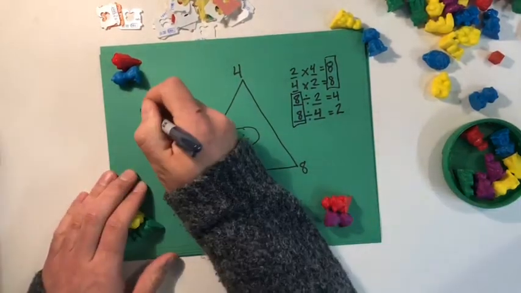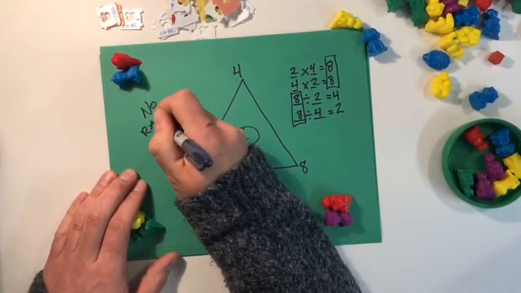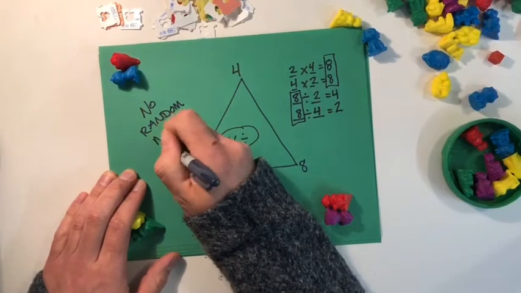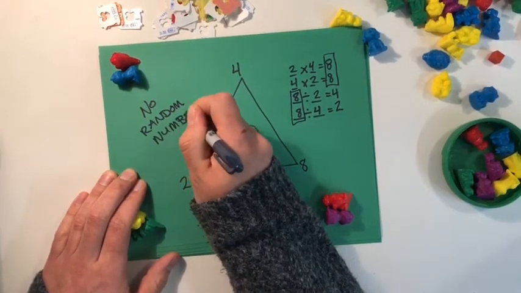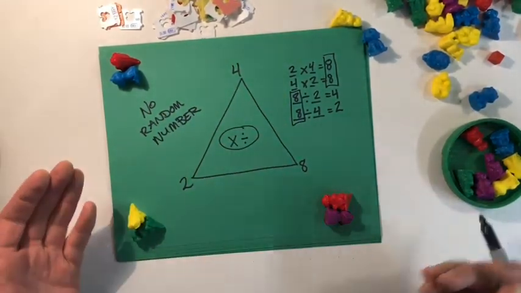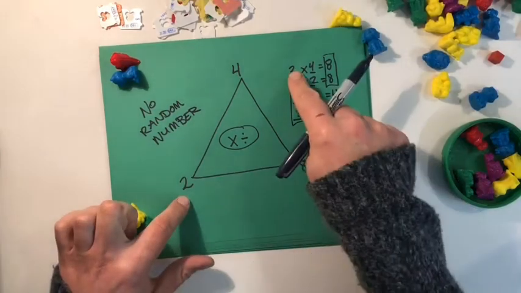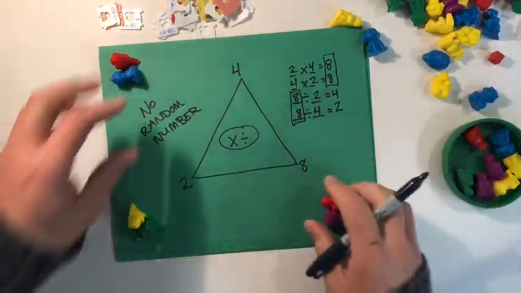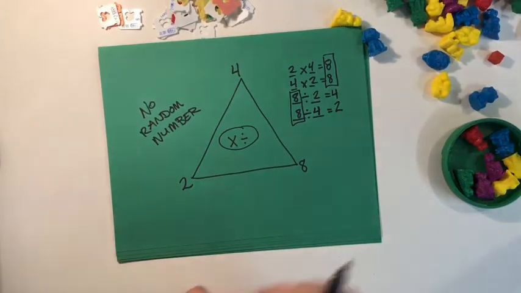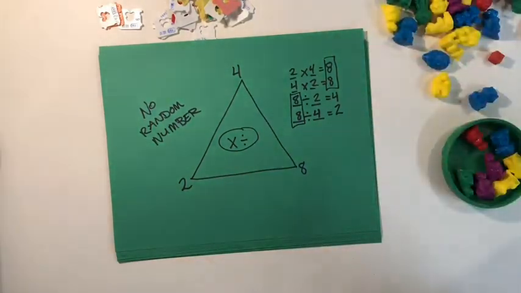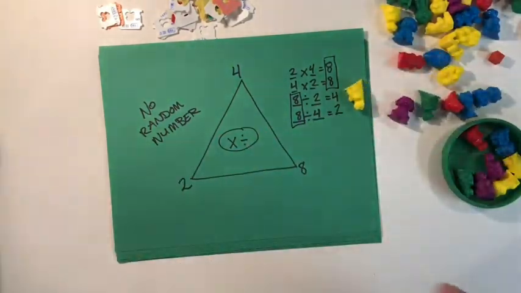So again, no random numbers in these problems. If you put a random number in, you will not be correct, and you're not helping yourself. So start with the first number in your problem and go from there. If you have trouble, send me a message, send me an email, or watch the video again. Use manipulatives, help yourself out, have fun, enjoy it.